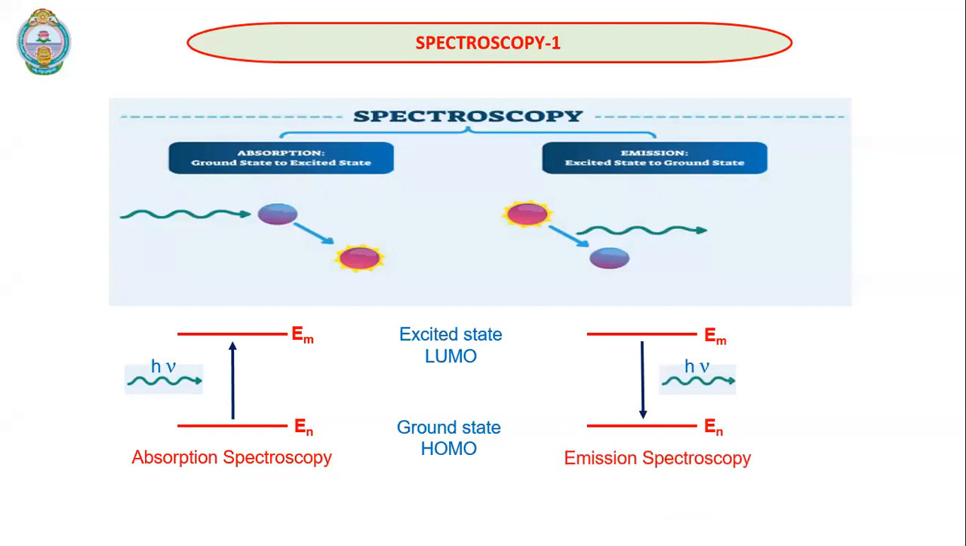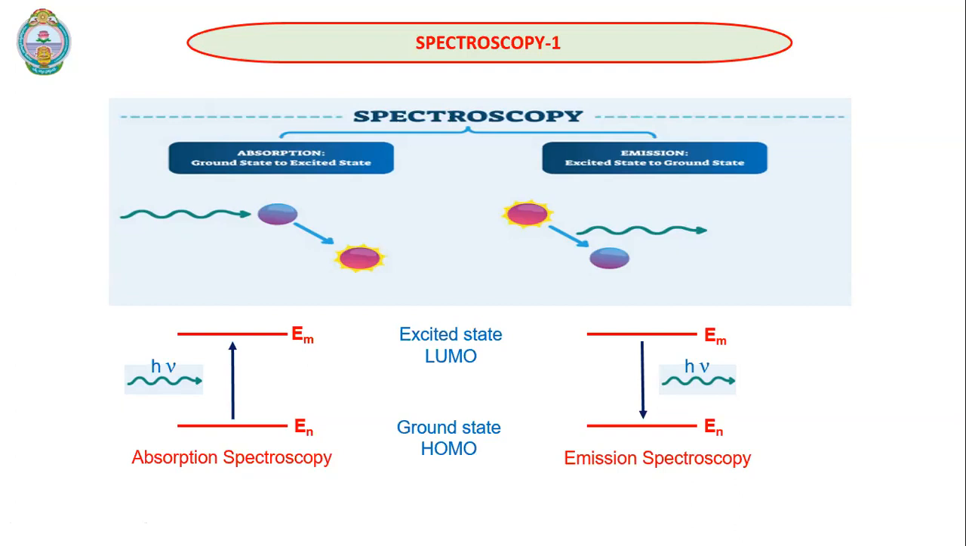If the spectroscopy results from the emission of light, then that spectroscopy is called emission spectroscopy. The electrons which are excited to the excited state are not stable in the higher energy states. So obviously they will come back to the ground state by emitting the energy. If the detector detects this emitted light and that results in a spectrum, then it is called emission spectroscopy.